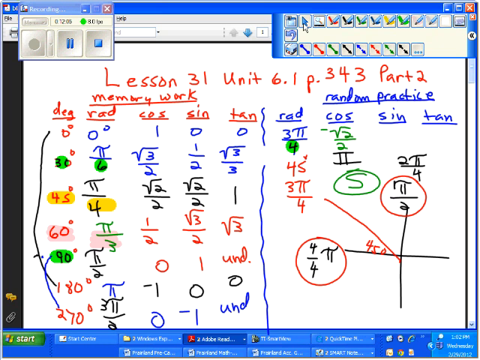Therefore, the answer to cosine is negative square root 2 over 2. Okay? What is the sine of 45? Square root 2 over 2. Is sine positive or negative in quadrant 2? Positive, so that one's positive. What is the tangent of 45? 1. Is tangent positive or negative in quadrant 2? Negative, so that's negative 1.